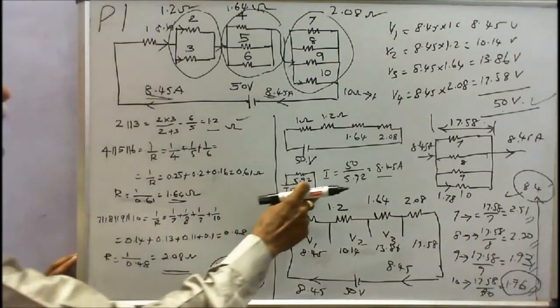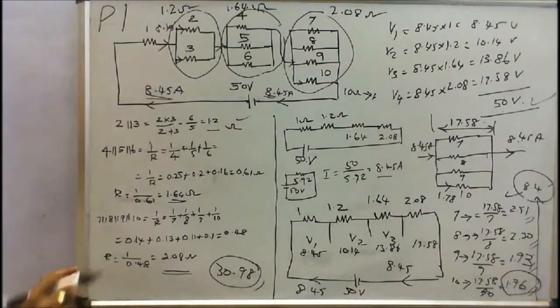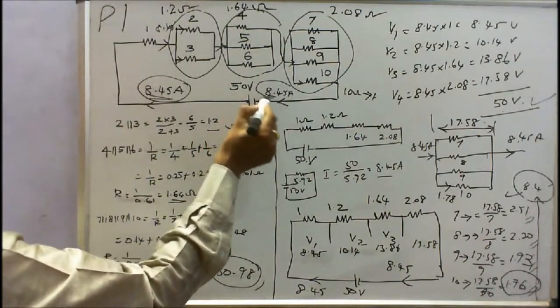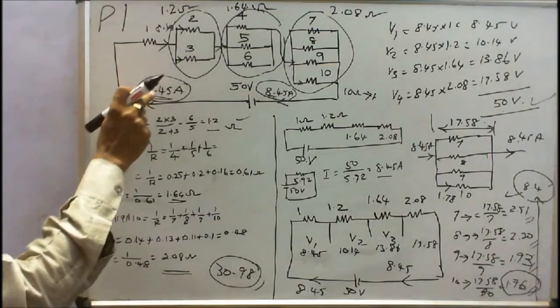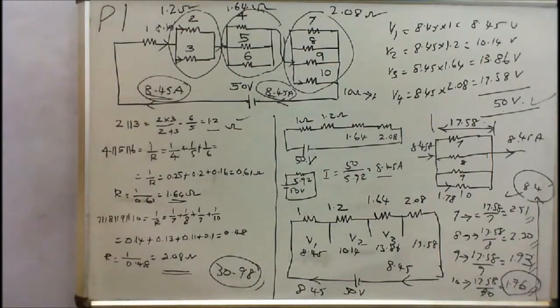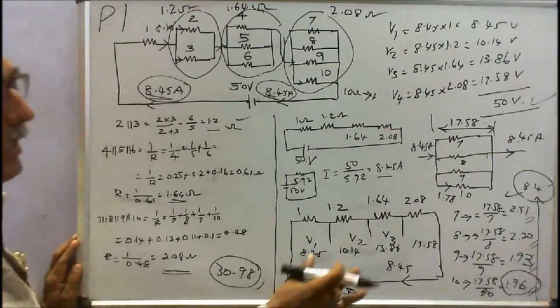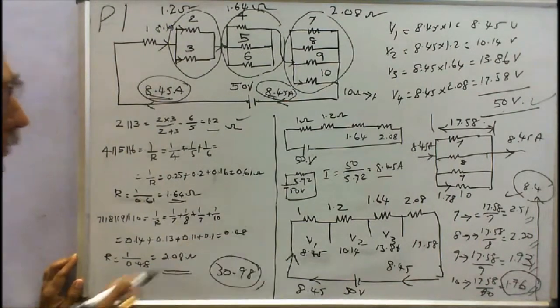Therefore I can calculate the current: I is equal to 50 by 5.92, that is 8.45 amps. So current towards the battery is also 8.45. Current entering the junction is 8.45. Current leaving the junction is 8.45. Once I know the branch resistances, I can easily compute the value of voltage drop. The total voltage is 50. The total current is 8.45.